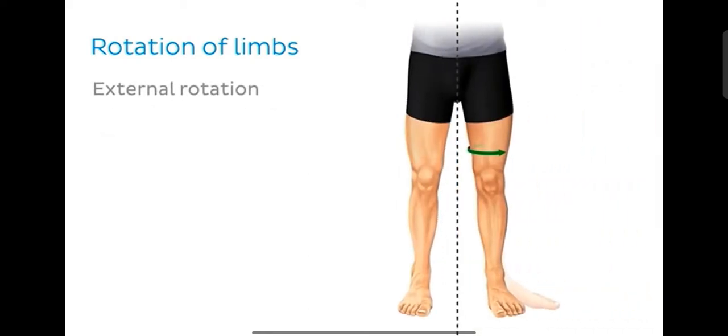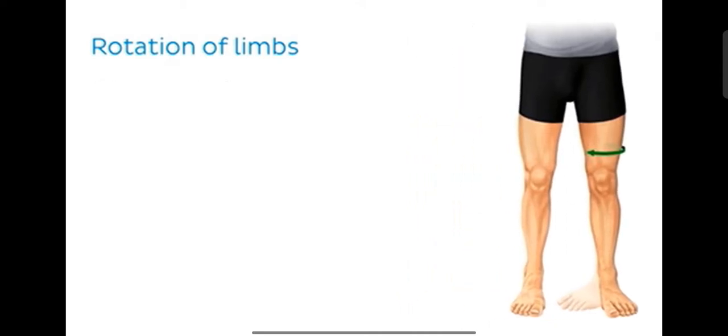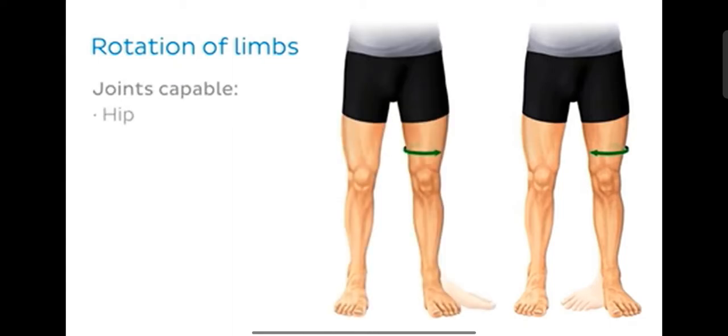This time we're keeping the leg straight and the foot points in the direction of rotation. In the case of external rotation, this is away from the midline as shown. For completeness, here's internal rotation at the hip with the foot pointing in toward the midline. So remember that rotation occurs in the limbs around the joints of the hip in the lower limb and the shoulder for the upper limb.